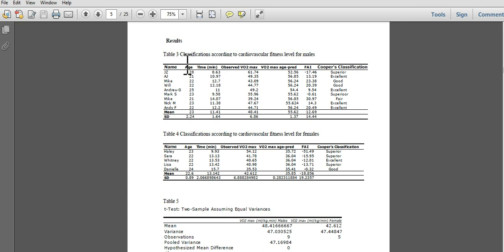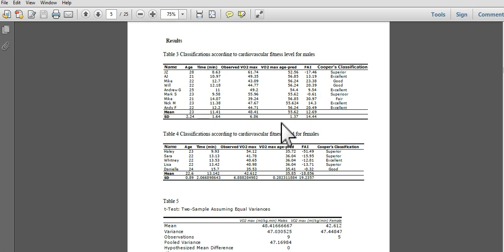But basically, Table 3: classifications according to cardiovascular fitness level for males. All right, so you're going to have all the males from our class, and you're going to put their age, the time that they ran, observed VO2 max, age-predicted VO2 max, FAI, and I did another video on FAI, so you should know how to do that on everyone as well. And then the Cooper's classification.